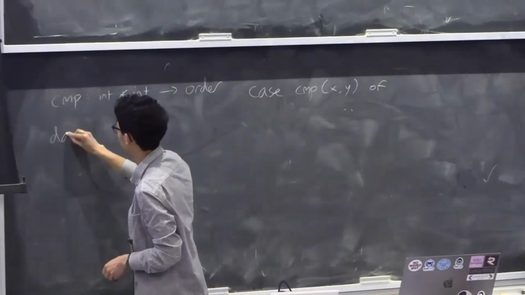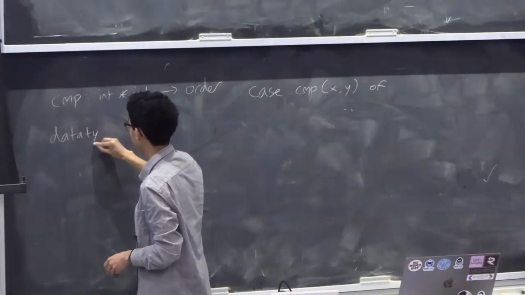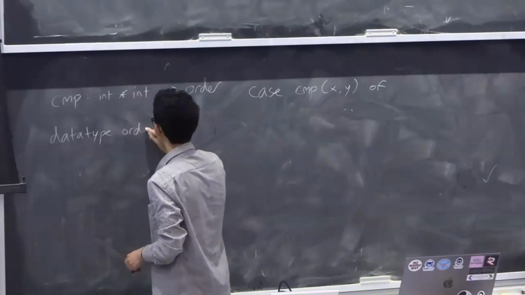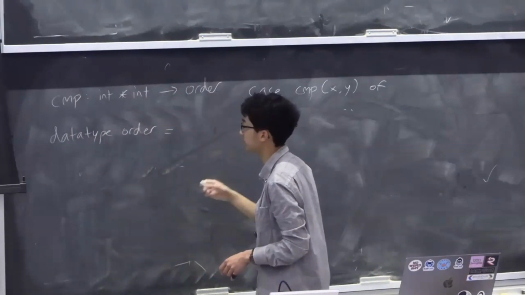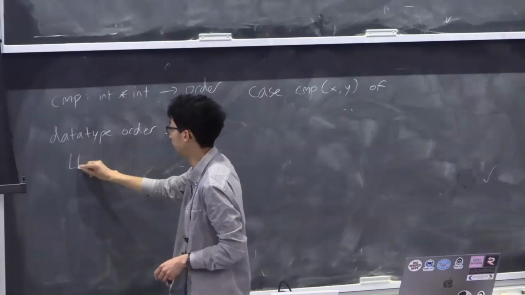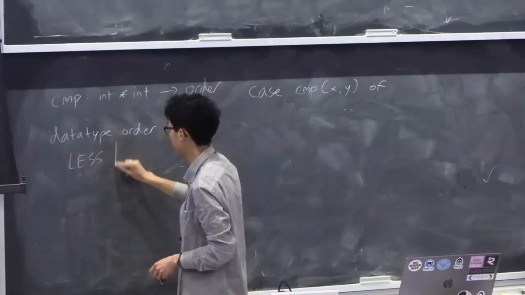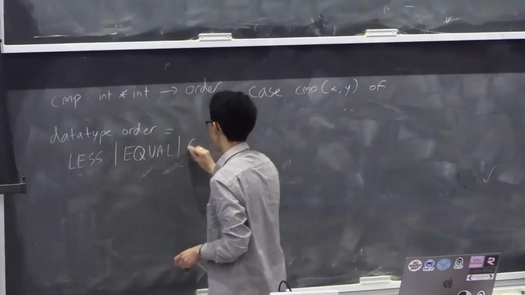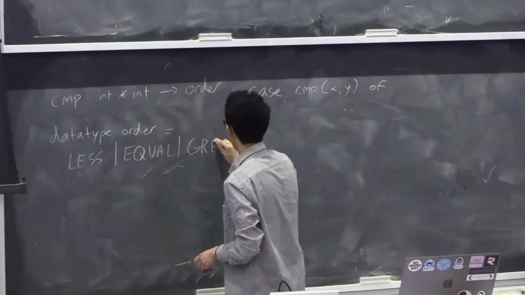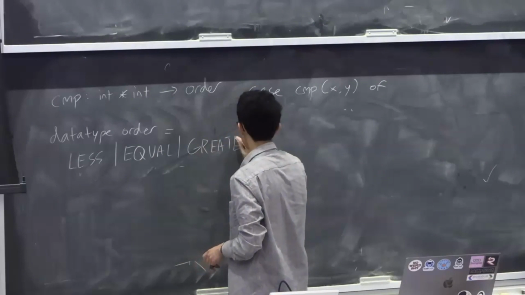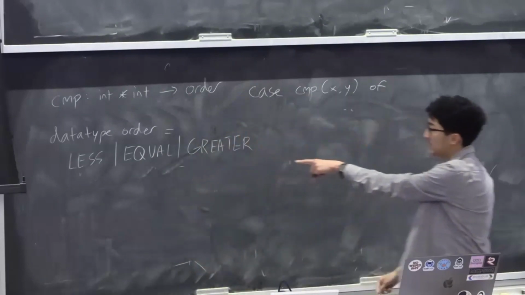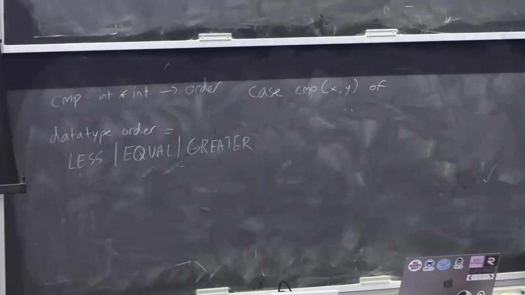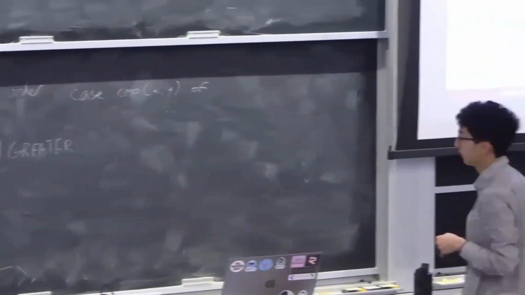So I'm going to say data type order. I'm going to define a new data type, and it's three things. I'm going to put it on a new line, but it doesn't matter where you put it. It's less or it's equal or it's greater. The order type has three constant constructors. It is either less, equal, or greater, and nothing else. It's just a flag that has three different states it can be in. And that's going to be what we want to return here.